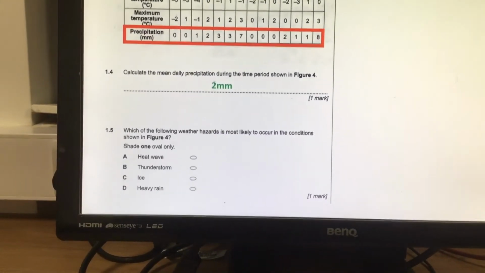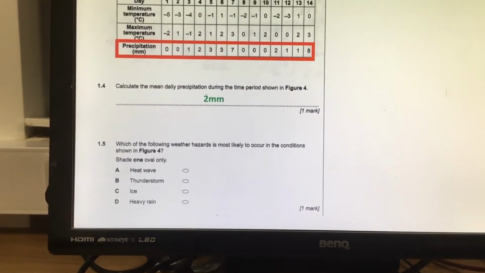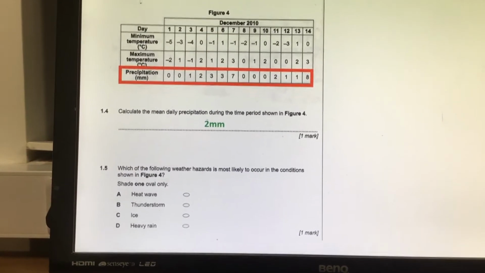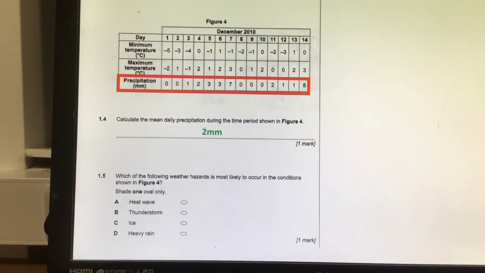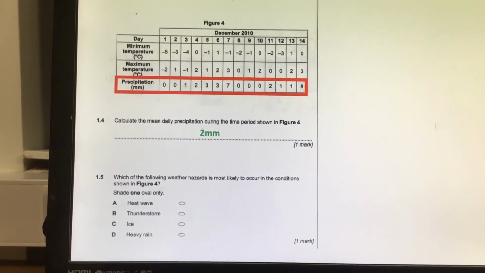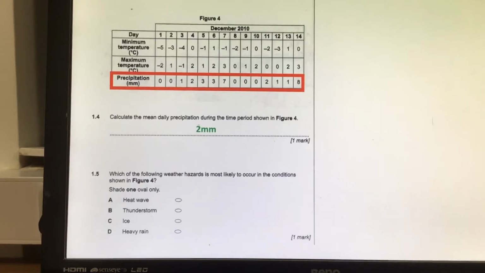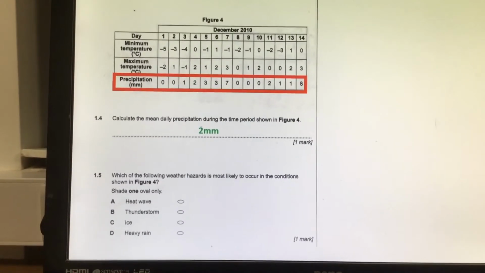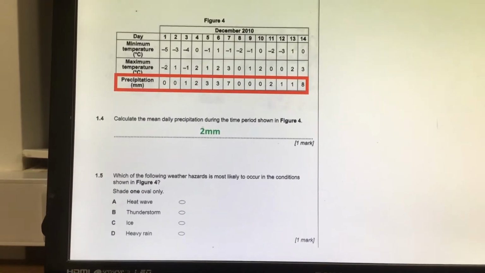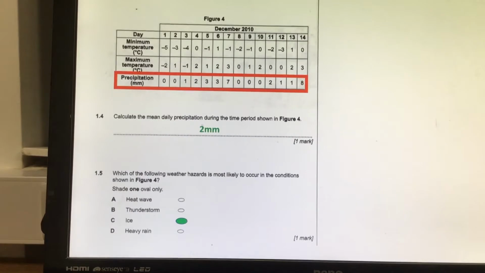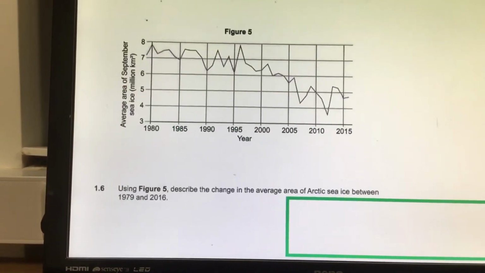And for question 1.5, it says, which of the following weather hazards is most likely to occur in the conditions shown in figure 4? Well, obviously the temperatures are looking pretty low at sort of 1, 2, 3 degrees, some in the negatives. So it's not going to be a heat wave. It's unlikely to be a thunderstorm either because the temperatures are really low. Precipitation is also quite low, so it's unlikely to be heavy rain. So ice is going to be the best option to go for if you want the mark for it.